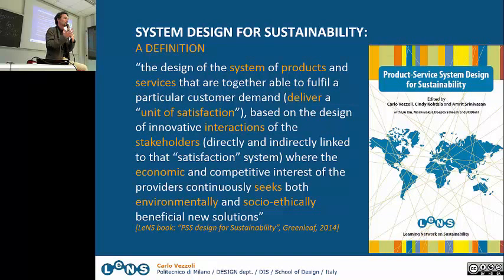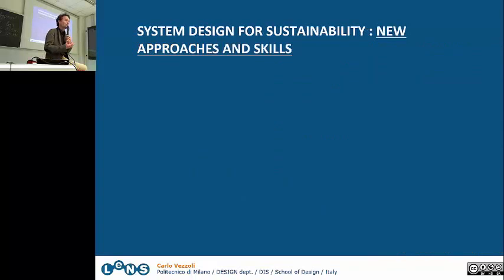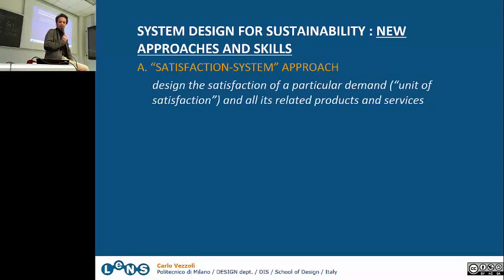So this is a kind of definition, and it's a kind of framework of the role of the designer. But let me go a little bit more into the detail of this in terms of approach and skills. So what are the new approaches and the new skills compared to traditional product design? The first approach: we have to have a satisfaction system approach. We have to design thinking of the unit of satisfaction.